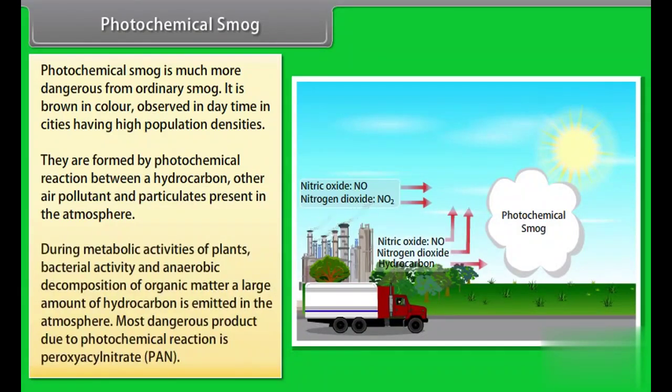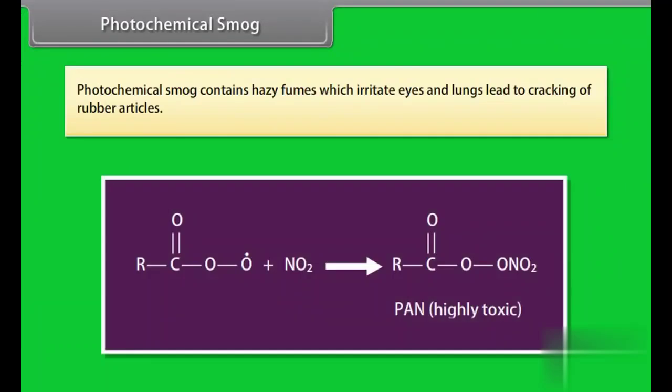During metabolic activities of plants, bacterial activity and anaerobic decomposition of organic matter, a large amount of hydrocarbon is emitted into the atmosphere. The most dangerous product of the photochemical reaction is peroxyacyl nitrate, PAN. Photochemical smog contains hazy fumes which irritate eyes and lungs and lead to cracking of rubber articles.